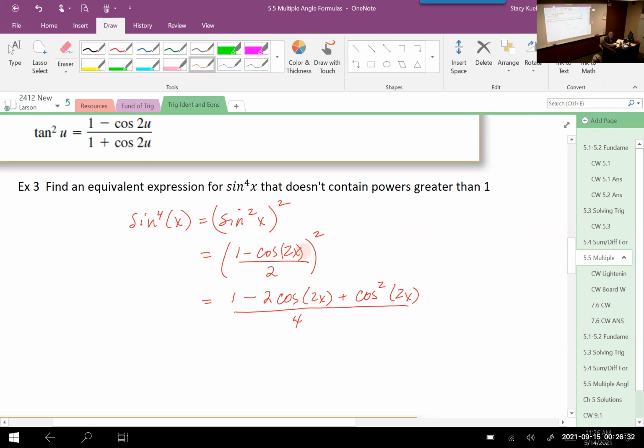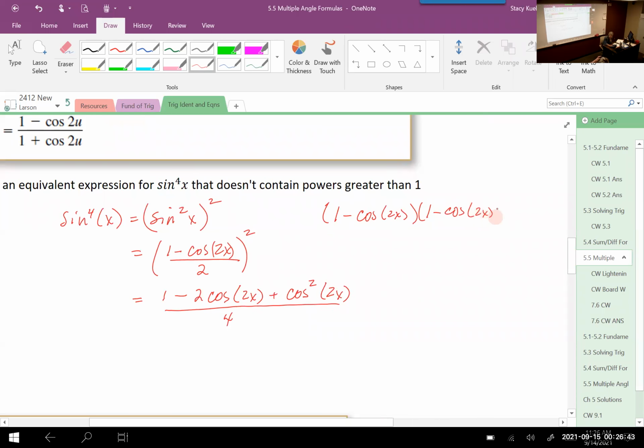FOIL this out. On the side, I want you to put 1 minus cosine 2x times 1 minus cosine 2x. And when you FOIL that out, that's what you get. Square the first, double the product, square the last. That's our special case that we're working on. So you just multiply the numerator, and the denominator is easy, it's just 2 squared, which is 4. I squared the numerator and then I squared the denominator. Oh, okay, that makes sense.